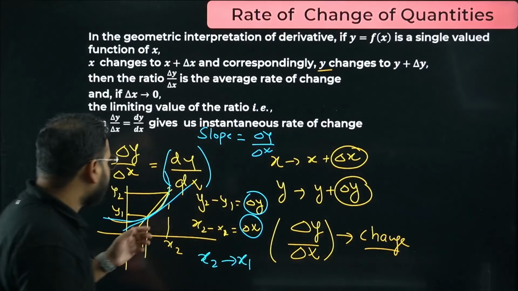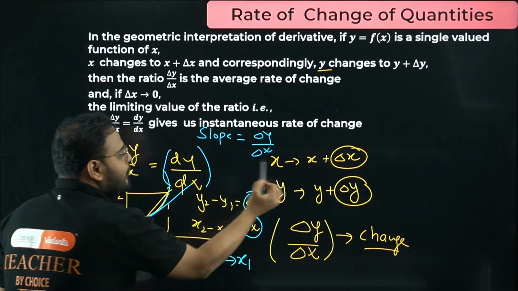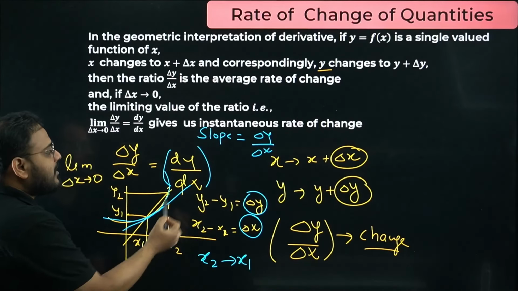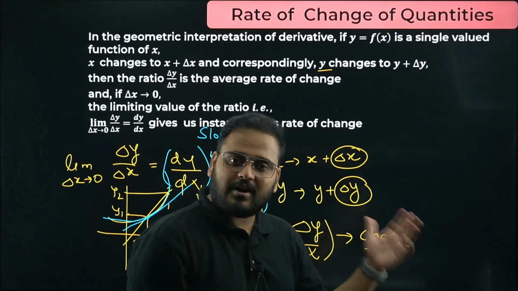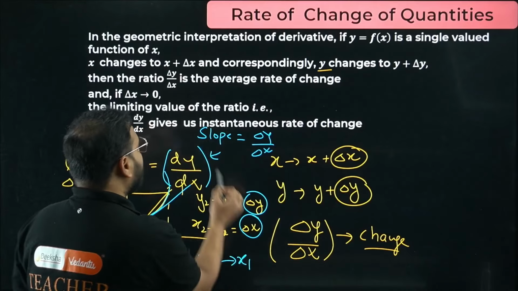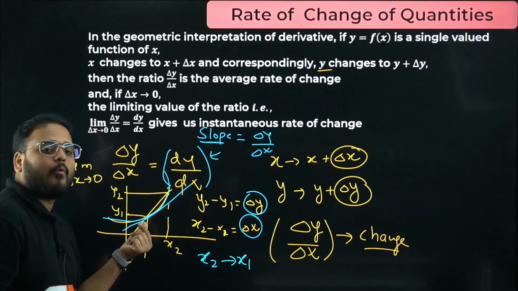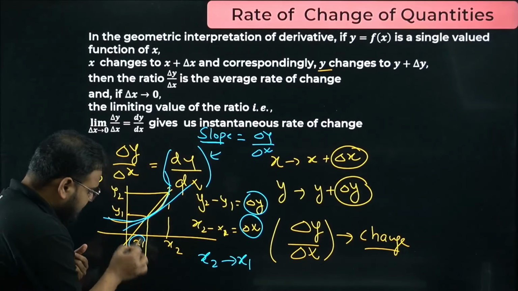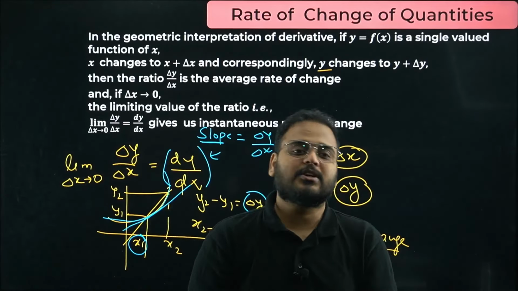So whenever this x2 moves towards x1, your delta x will become almost equal to 0. So this will turn out to be dy by dx, and what is that called? Derivative of a function y at x, and that's nothing but the slope of that curve at the given point. What point? At the point x1. Please let me know if you understood this point.